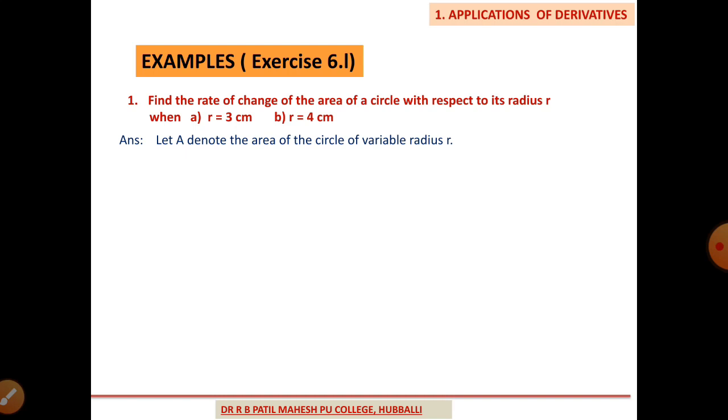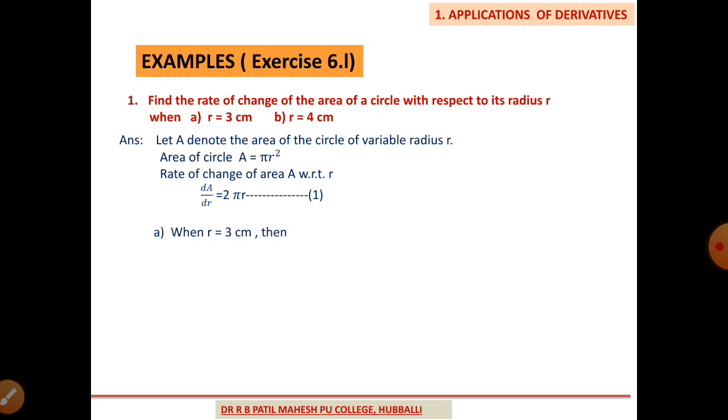First you can start with, let A denote the area of the circle of variable radius r. So the area of a circle formula is A equal to pi r square. Next, the rate of change of area A with respect to r means you have to differentiate with respect to r. So we get dA by dr equal to 2 times pi r. Call this equation number 1.